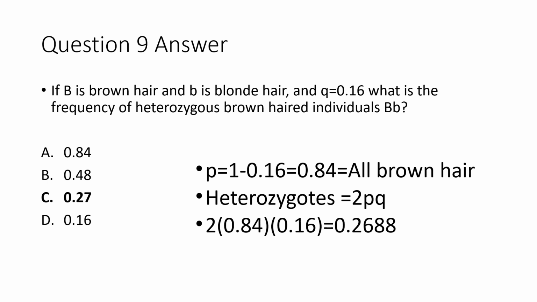P equals 1 minus 0.16 equals 0.84. So that's all of your brown-haired people. Heterozygous is 2PQ. So you will take 2 times P and times Q, and it equals 0.2688, which I rounded up to 0.27.